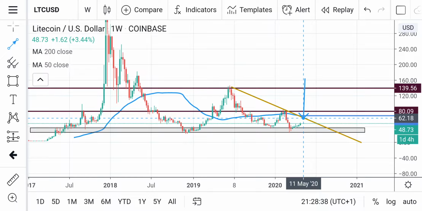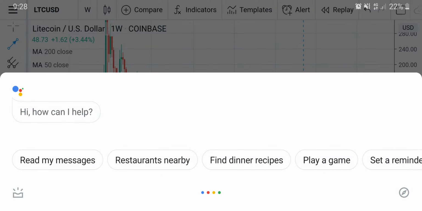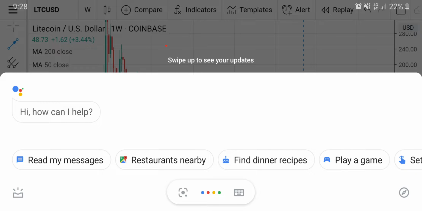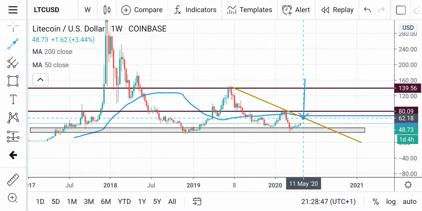And what I can see there is around $62. So that's an area of value. That's a place on your chart you want to look at for.